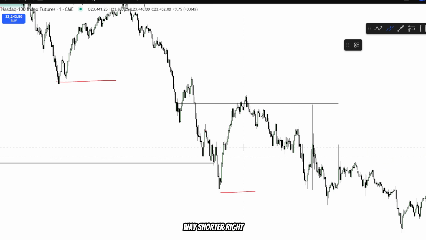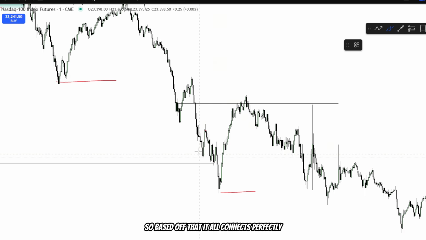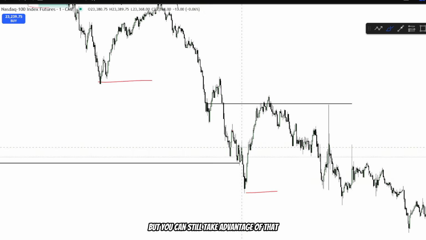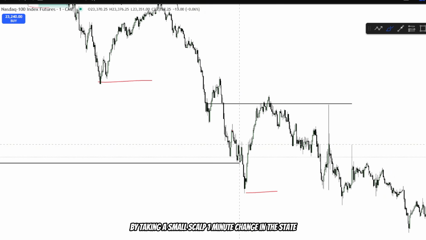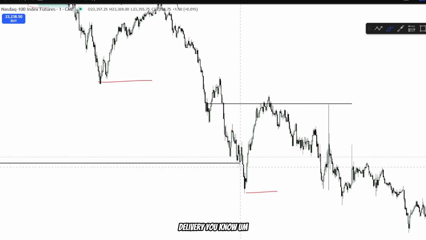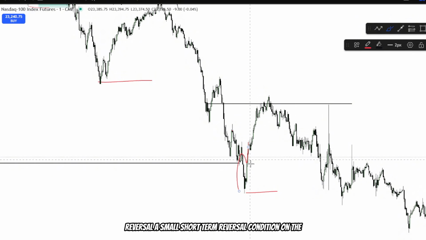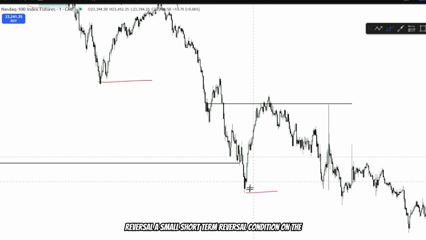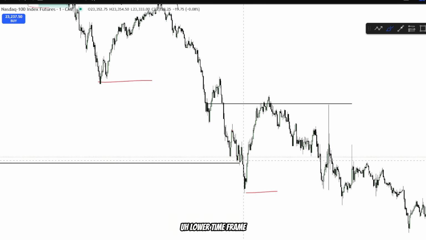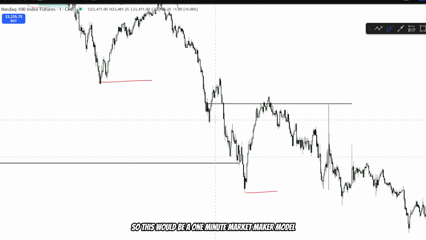Yeah, way shorter, right? So based off that, it all connects perfectly. This is engineered liquidity, but you can still take advantage of that by taking a small scalp, a 1 minute change in the state of delivery, if there's an SMT there, and then a small short-term reversal condition on the lower time frame. So this would be a 1 minute market maker model, right?